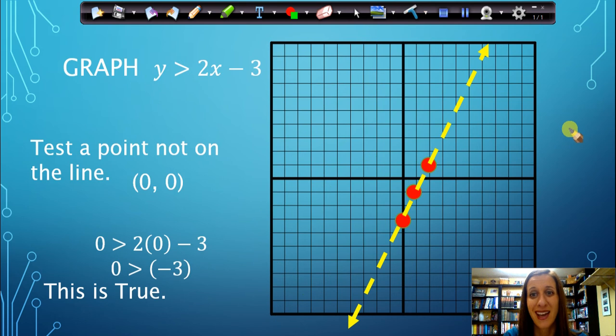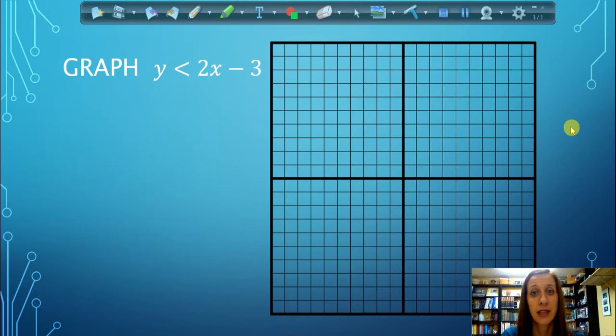Okay, so now we're going to look at another line that has a less than symbol now. We're going to follow the same steps that we just did. The only thing that changed is the symbol is now a less than instead of a greater than. So we're going to start at -3, and we're going to rise 2 and run 1. And I'm going to connect my points with a dashed line because it's not equal to that line.